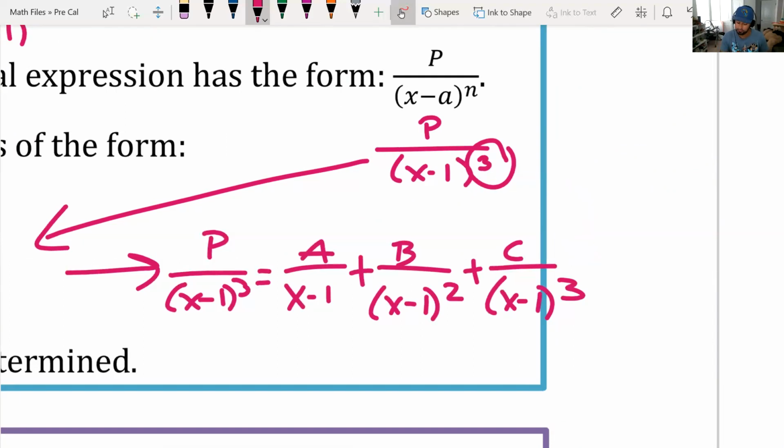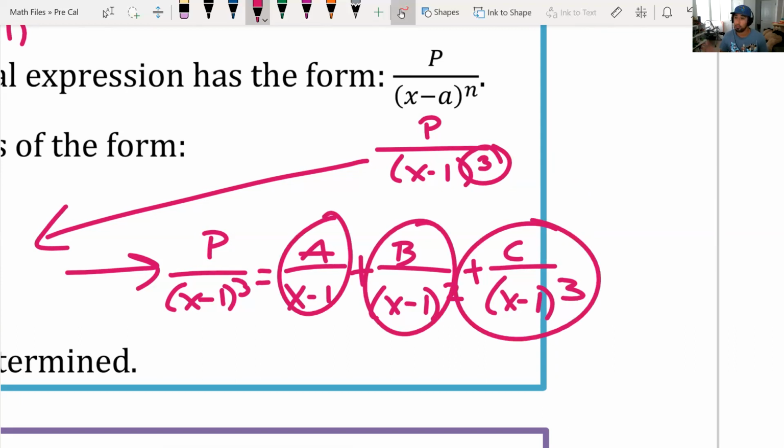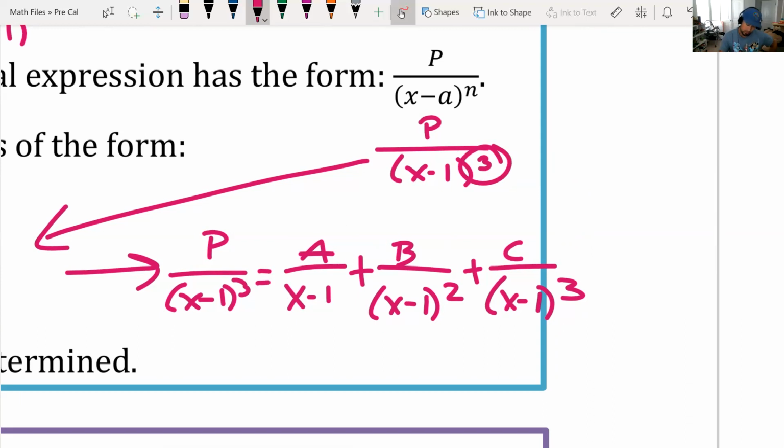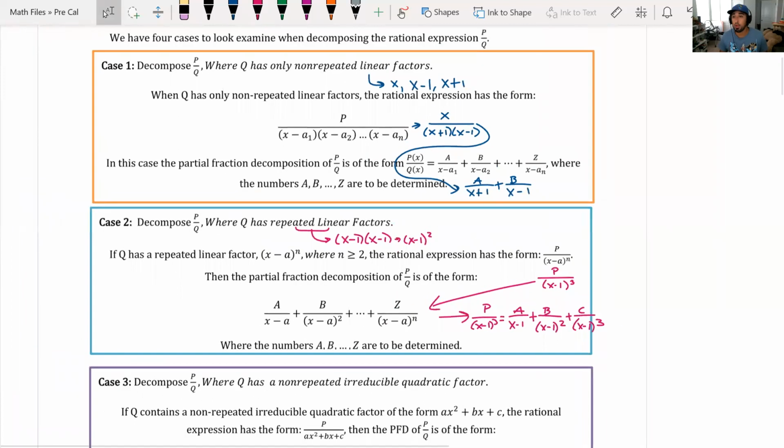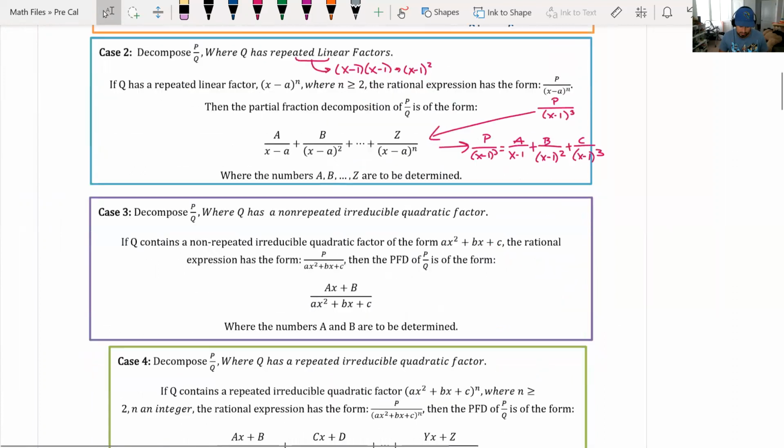So the power essentially determines how many fractions you will have, which is pretty cool. So once again, x minus 1 to the 3rd means we'll have 3 fractions. 1, 2, 3. So the power depends on how many fractions you will have. All right, that is case 2. Now let's get into case 3.